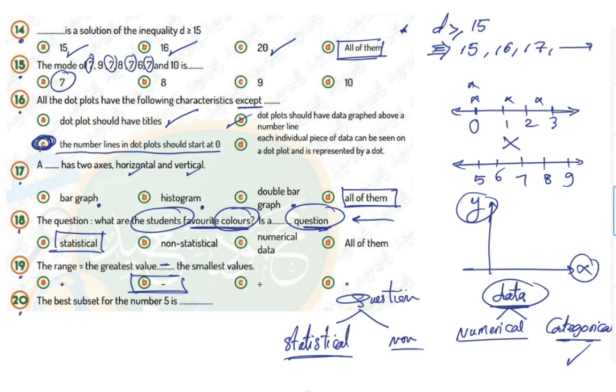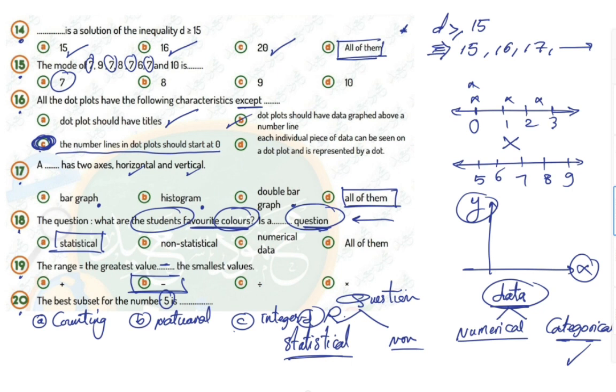Point 20, the best subset of the number 5 is what? You have some choices here. But he will give you point A, point B, point C, and point D. Maybe he writes here counting number, or natural number, or integers, or rational number. What do you choose here? Note with me, we have just 5.